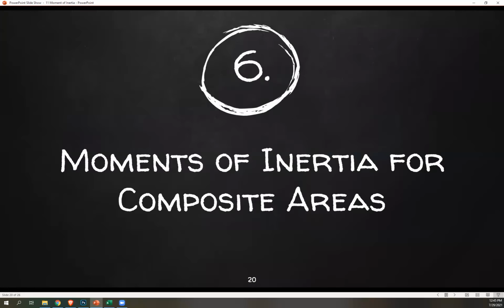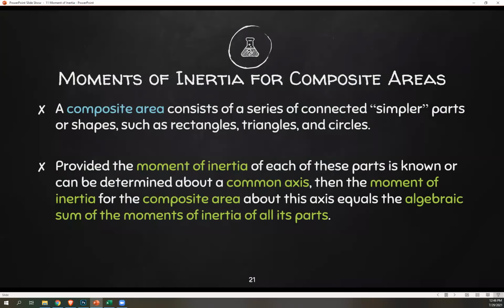So the next topic is moment of inertia for composite areas. For the previous examples, we only had one shape that we're solving for. Similar again with your centroids, after solving for just single shapes, what we're focused on is solving for composite areas. A composite area consists of a series of connected simpler parts or shapes such as rectangles, triangles, and circles, as you've noticed in the topic centroids.